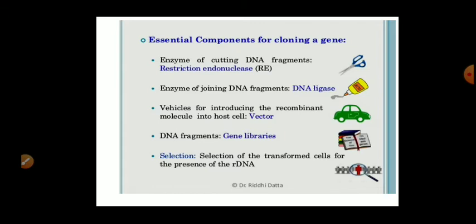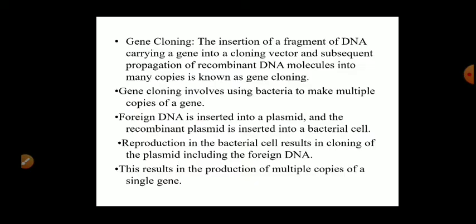So, the first requirement is restriction endonuclease. Number 2, DNA ligase to seal the gaps. Number 3, a vehicle DNA or a carrier DNA, that is a vector. And number 4, the DNA fragments which are cloned are stored in gene libraries. The next important thing is selection of desired clones, or selection of recombinant DNA.